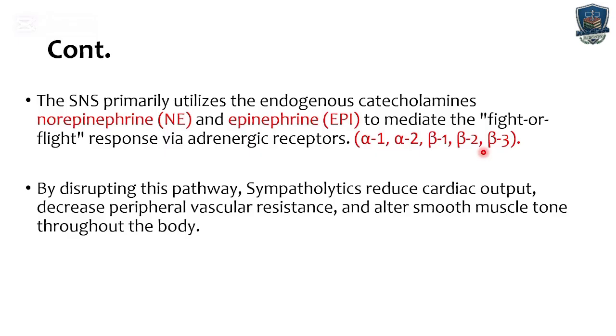By disrupting this pathway, sympatholytics reduce the cardiac output. And we all know, if you reduce the cardiac output, you are decreasing the blood pressure. The same happens when you decrease the peripheral vascular resistance and alter smooth muscle tone throughout the body. So the major aim of these drugs is to disrupt the sympathetic nervous system pathway, and once you disrupt that pathway, you will ultimately lead to a decrease in the blood pressure.